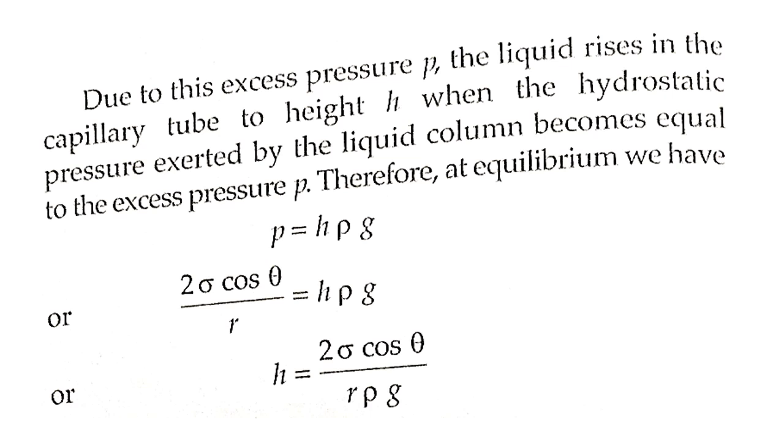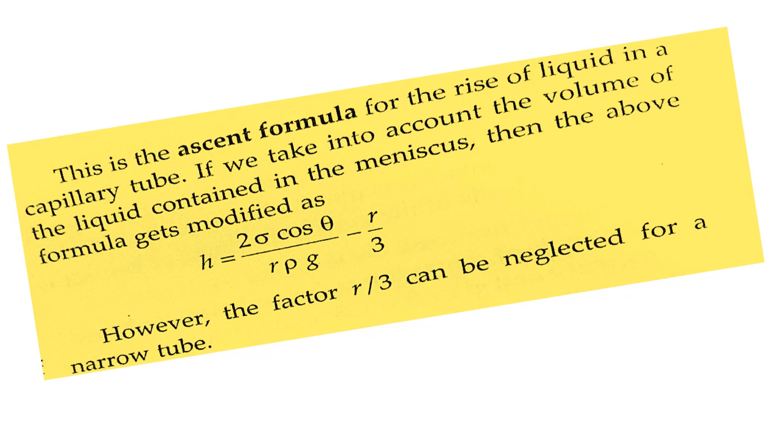When the hydrostatic pressure exerted by the liquid column becomes equal to the excess pressure P, that means at equilibrium, P must be equal to h rho g. By putting the value of P, means 2 sigma cos theta by r equals h rho g, you get h equals 2 sigma cos theta divided by r rho g. And this is the Ascent formula for the rise of liquid in a capillary tube.